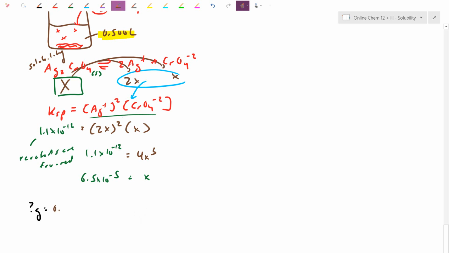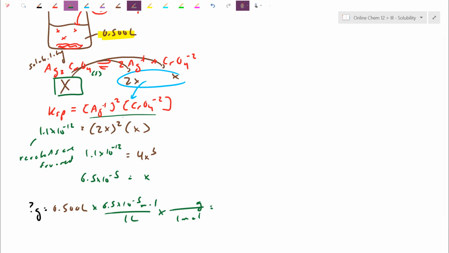Now we're going to use our volume. The liters of solution that I actually have is 0.5. The molar solubility was the 6.5 number. That's how much of the silver chromate would actually dissolve, in moles per liter. Then, to get to grams, we need to use the molar mass of silver chromate. So we'll just add up: silver is 107.9, times 2 for them, plus chromium, 52, plus 4 times 16 for oxygen. I get a molar mass of 331.8, and that's how you get it over to grams.